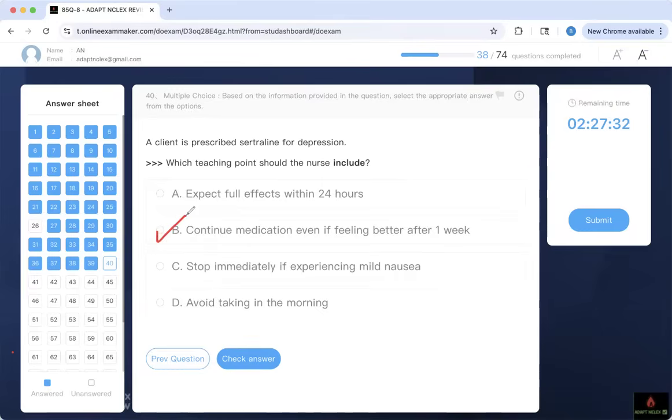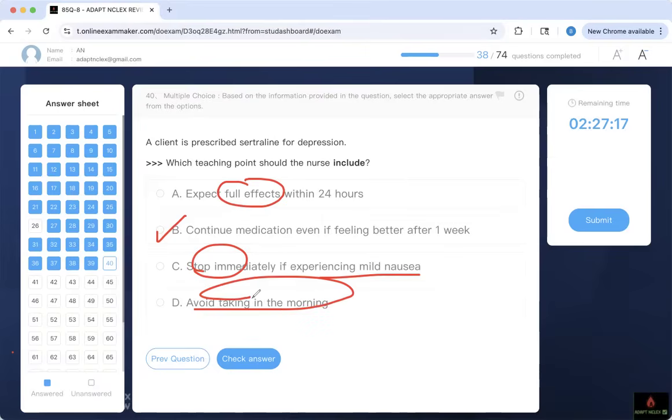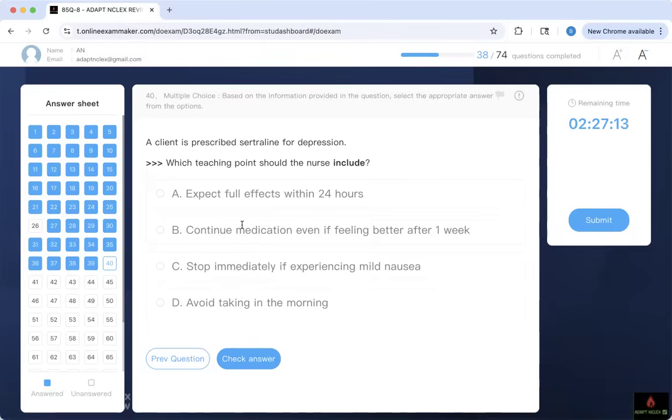Continue taking it, whether you like it or not. Why? It takes time for it to work, 2 to 3 weeks. If you stop it, you're going to have rebound. It causes insomnia, so you take it in the morning. And therefore, the right answer is this.